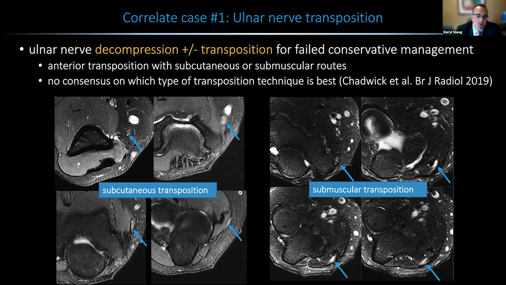to the muscle. So here on the left, example of the subcutaneous transposition, where the nerve is sitting in the subcutaneous fat, my arrow is going from proximal to distal. And then here, submuscular, proximal to distal, where it's diving deep to the pronator teres FCR mass.